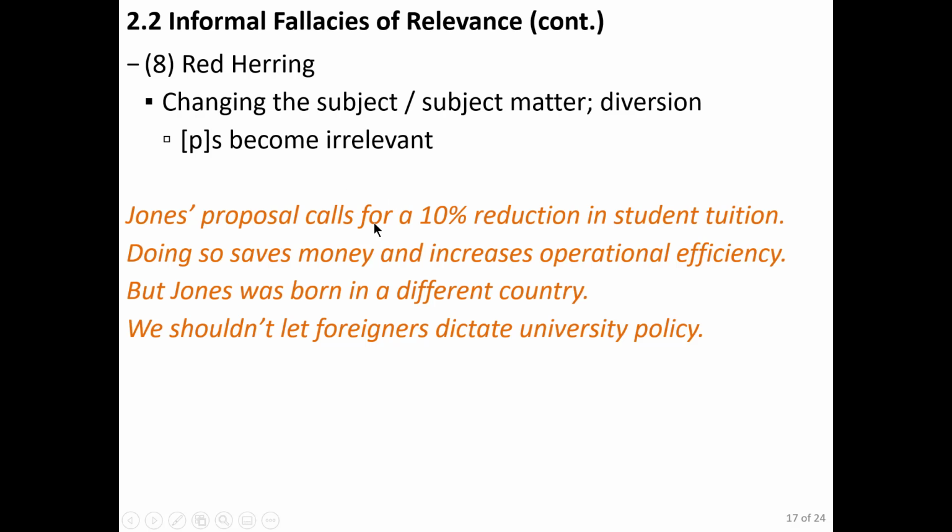So Jones's proposal calls for a 10% reduction in student tuition. Doing so saves money and increases operational efficiency. Great. But Jones was born in a different country, and we shouldn't let foreigners dictate university policy, right? It's like, whoa, wait a minute here. If we go for something that, hey, that's good, you're bringing in this weird sort of premise to destroy the whole point of what's going on. Red herrings are pretty common. You see that in a lot of places. You've got to watch out for them. Be able to call people out on their bullshit when they give you a red herring, too.